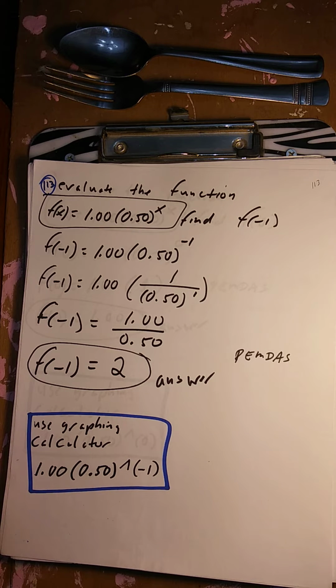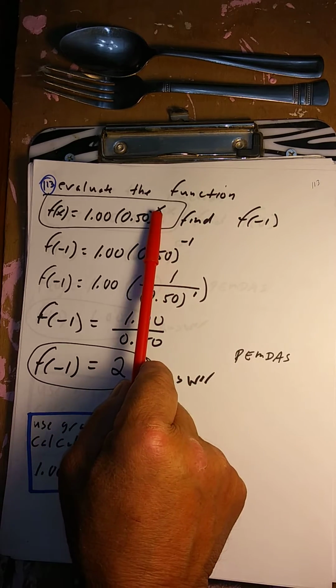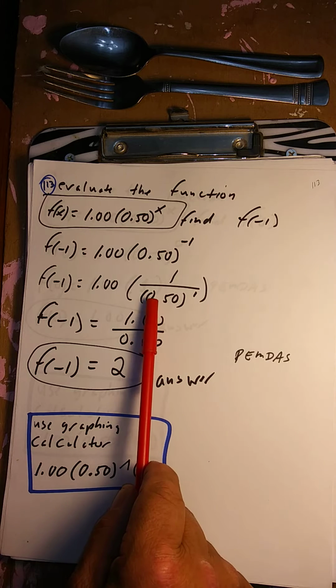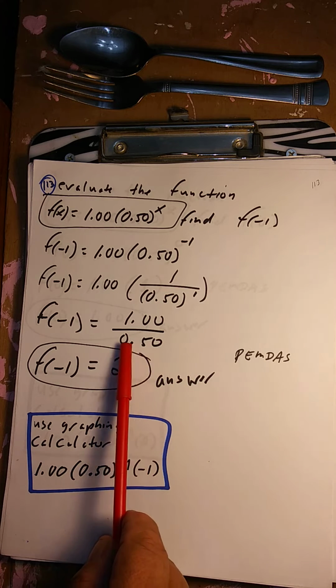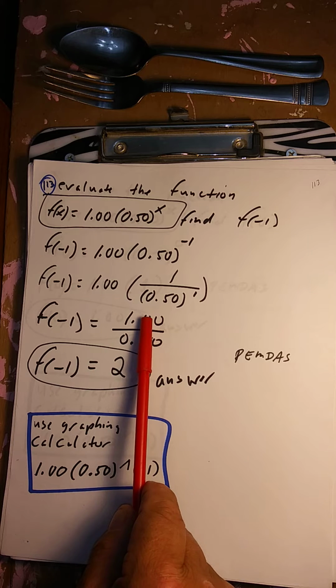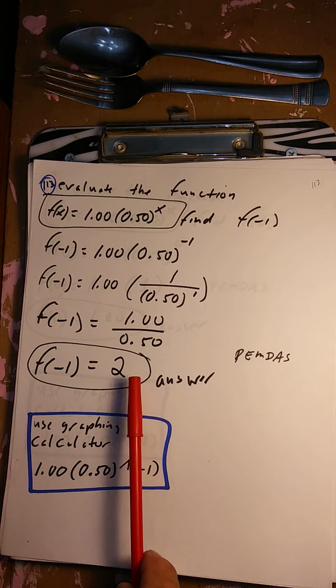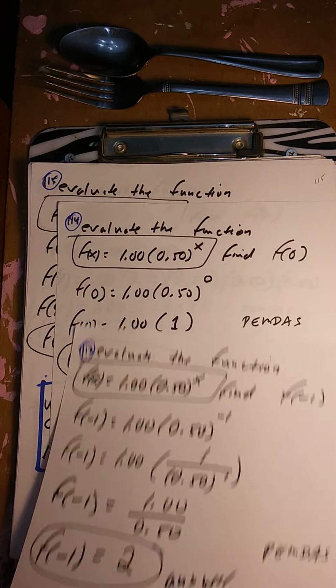Evaluate the function. An exponential function, huh? All right, negative 1. Put a negative 1 in there. Well, 0.50 to the negative 1 power really means 1 over 0.50 to the 1 power. And 0.50 to the 1 power is just 0.50. So 1.00 divided by 0.50 in your calculator is going to give you exactly 2. Okay, for evaluating the exponential function, that's how you do that.